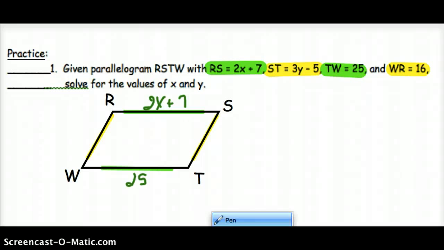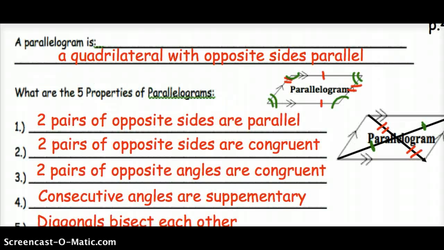And we have ST as 3y minus 5, and we have WR as 16. Okay, next step. You're going to look at what they gave you. They gave you sides. Now look at your properties of your parallelograms.